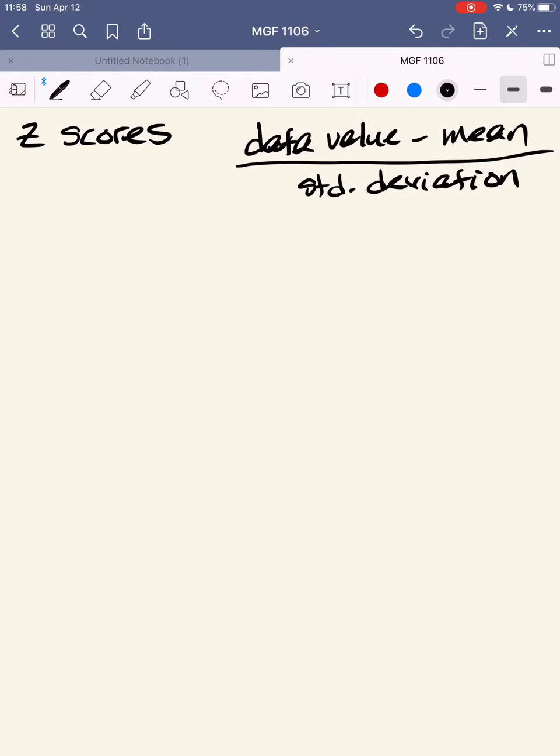We're going to jump straight into this idea that for the data value that we have, we subtract the mean and divide by our standard deviation. Values above the mean will have positive z-scores. If they're below the mean, they'll have negative z-scores. And the z-score for the mean itself is 0, because there's no deviation. If you get a 0 in the top of a fraction, it's just 0.